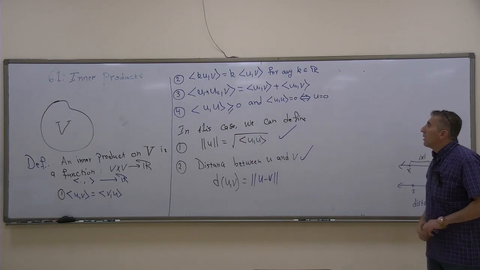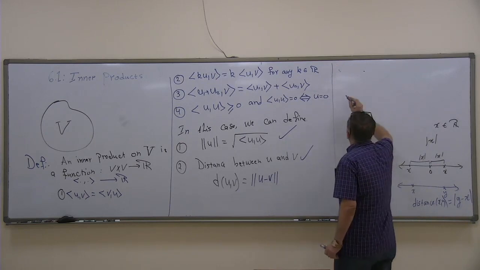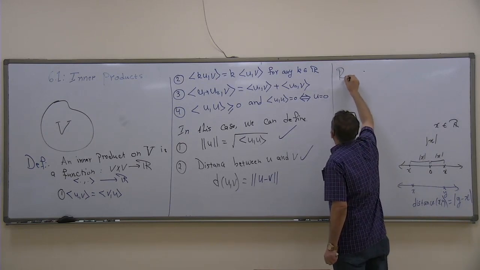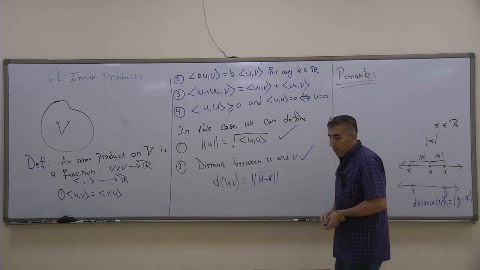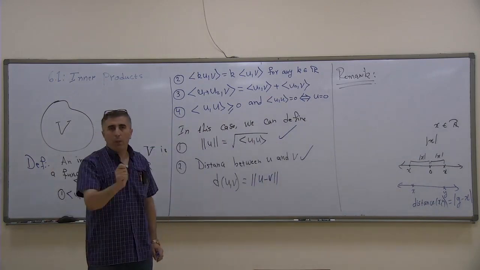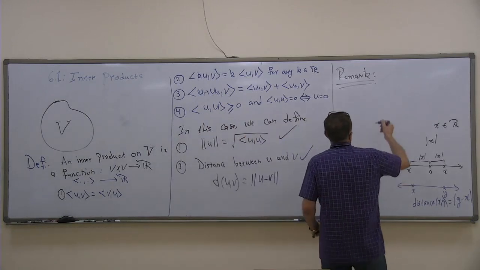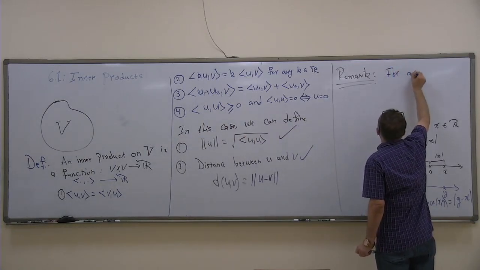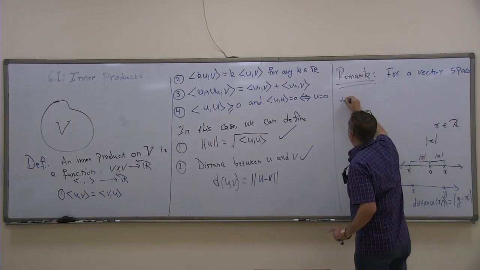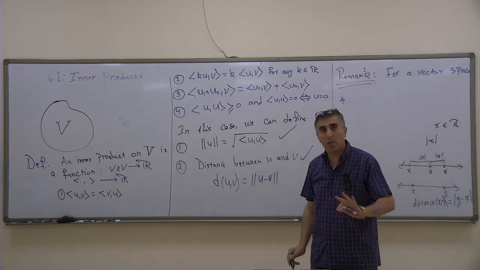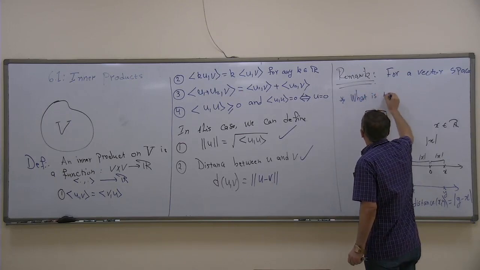Well, I'm going to give you some examples. But before I give you some examples, let me here write a remark, and that is a very important remark. Whenever you have a vector space, you need to ask yourself several questions. Number one, for a vector space, the first thing you need to ask yourself, don't wait for a professor to ask you this question. Ask yourself the question, what is the dimension? What is the dimension?